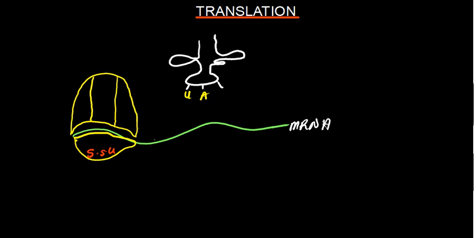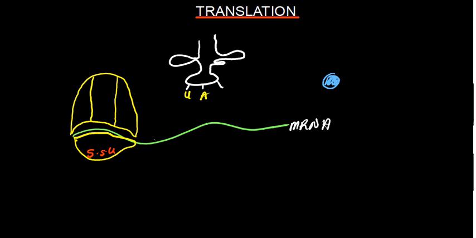All the 20 amino acids will exist in their inactive form. So what will happen here now? This amino acid has to be first activated. The process of aminoacylation has begun. So it has to be activated. After being activated, it has to be charged.